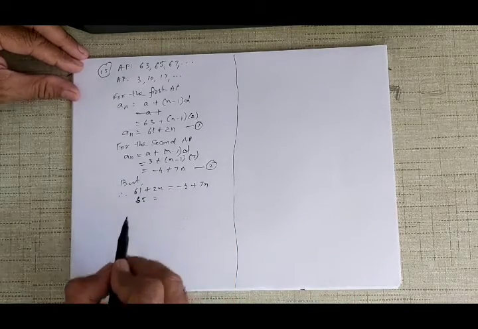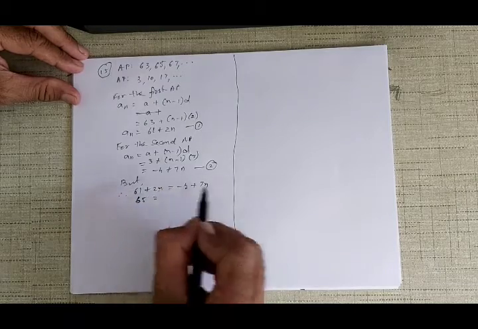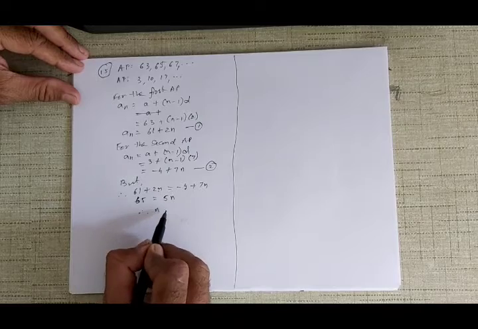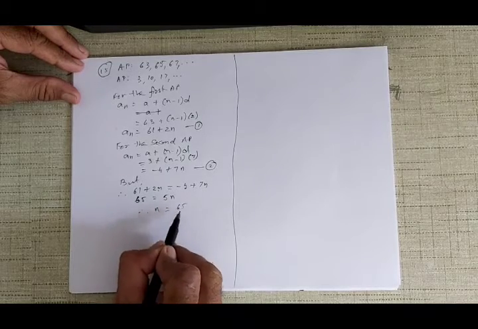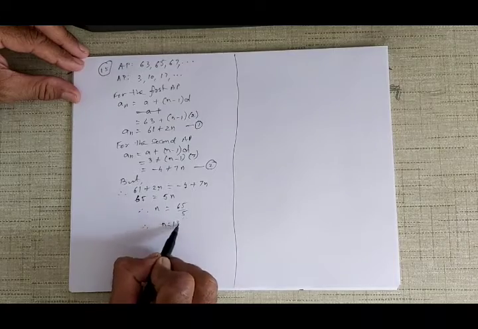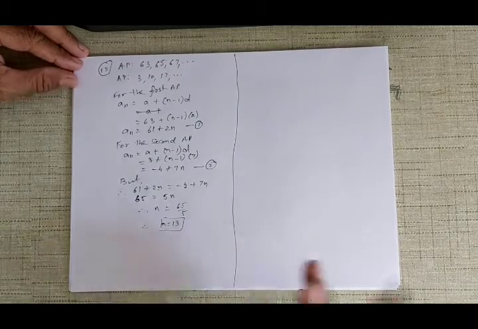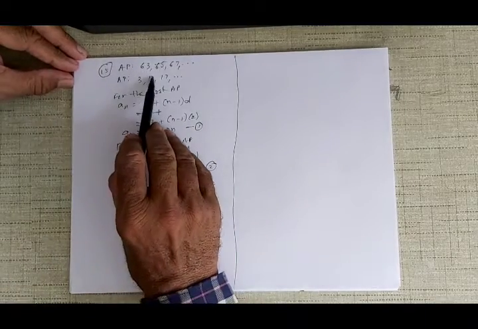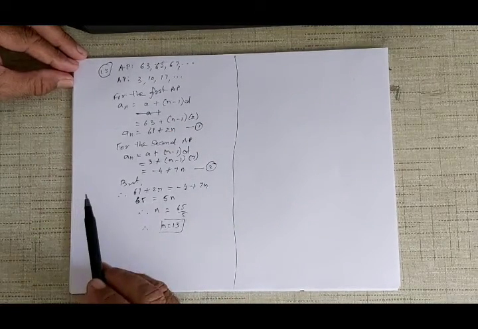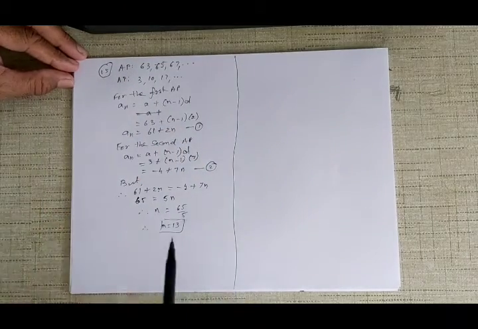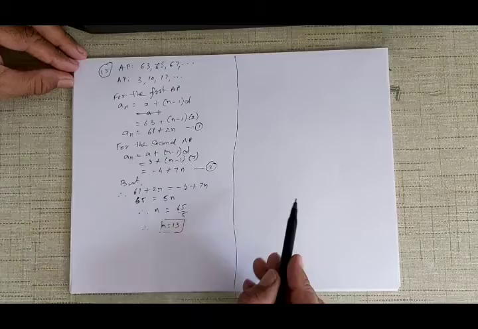So 61 plus 4 is 65, and 7n minus 2n will be equal to 5n. Therefore n is 65 divided by 5, 13 fives are 65. Therefore n is equal to 13. In other words, the 13th term of the first AP and the 13th term of the second AP will be equal. If you find the 13th term of both, they will be equal. So that is the 13th term.